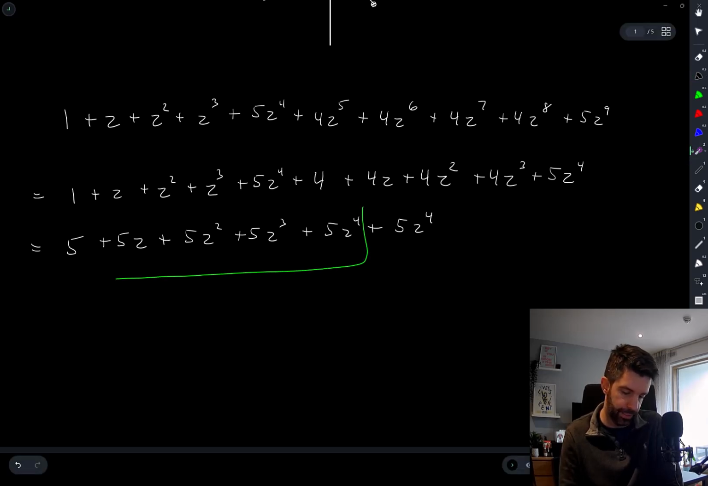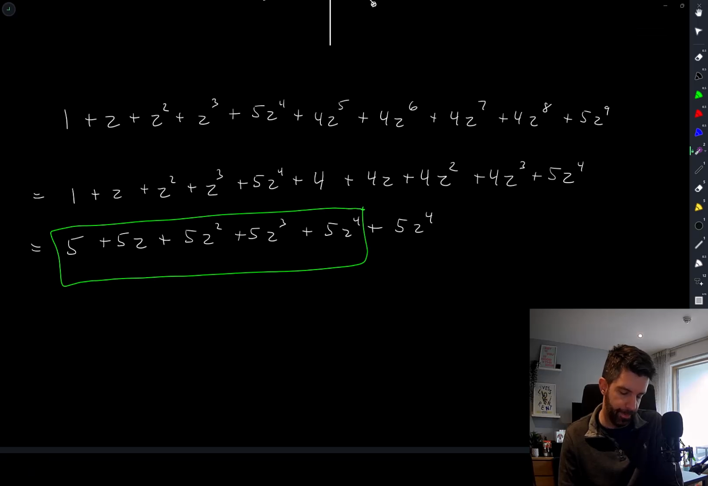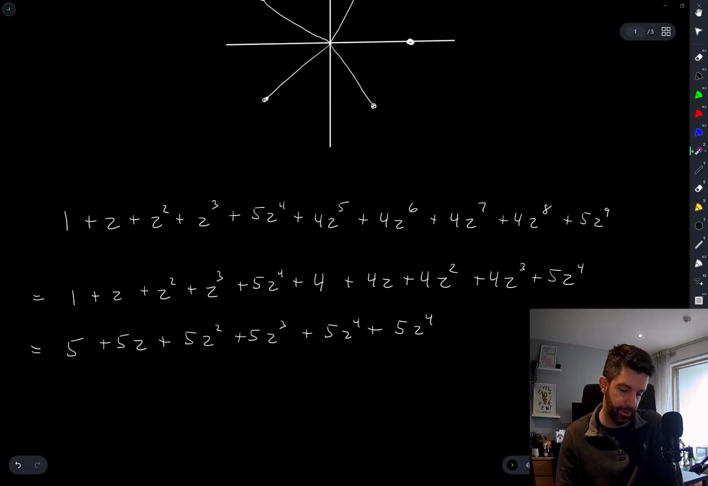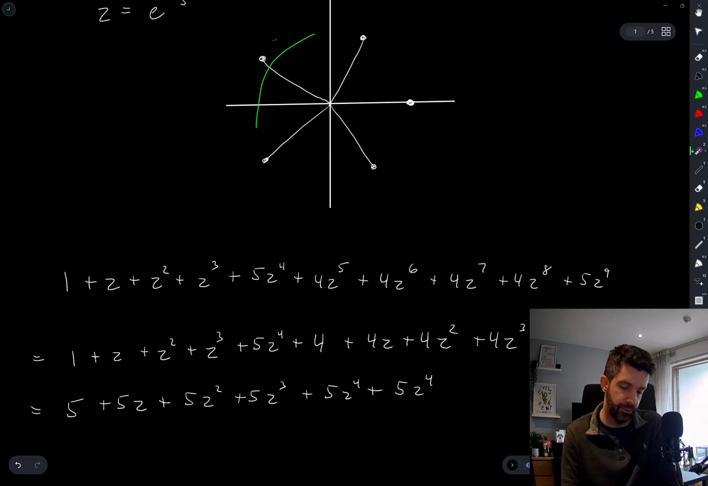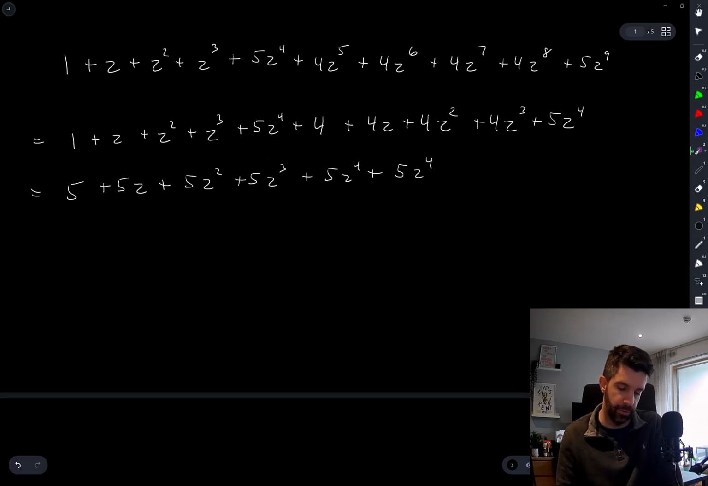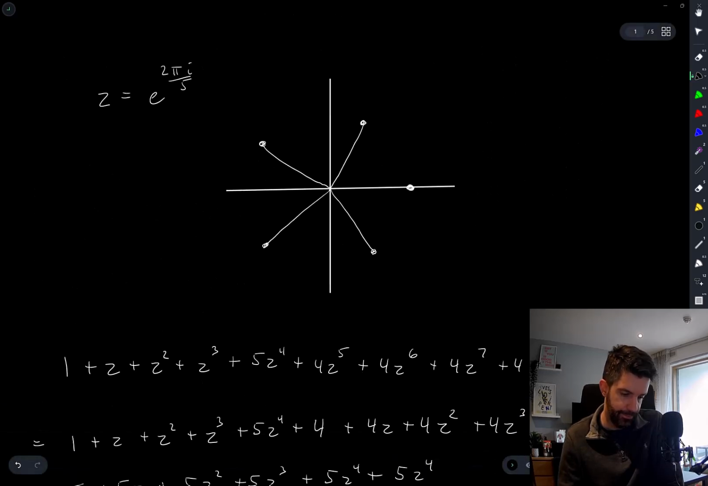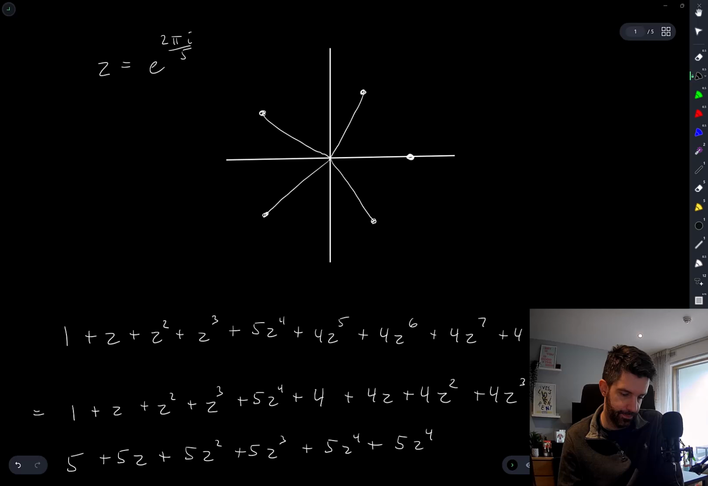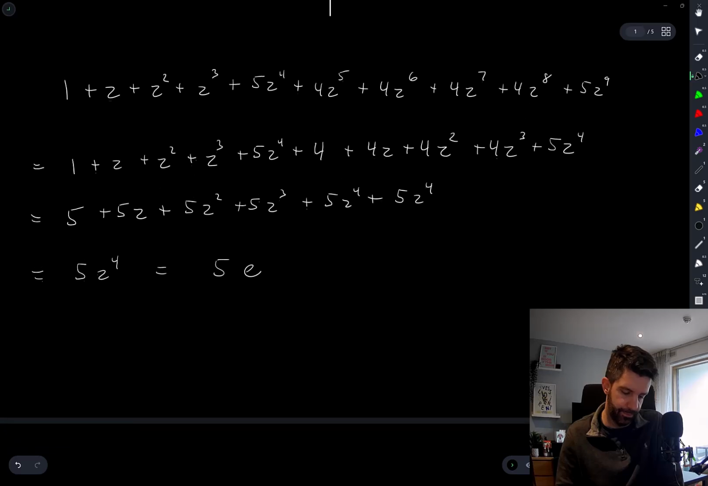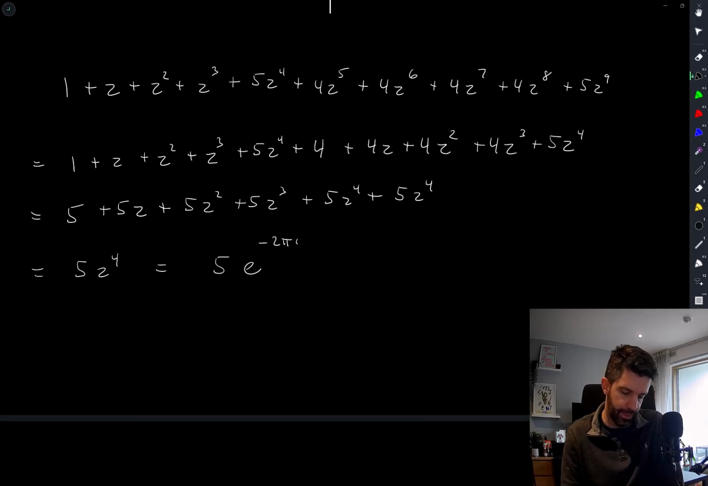So if I add those together, I get 0, because if you look at the geometry, they're perfectly symmetric around 0. So if you add them all up, you get 0. So this is equal to 5z to the 4, which is 5e to the negative 2 pi i over 5.